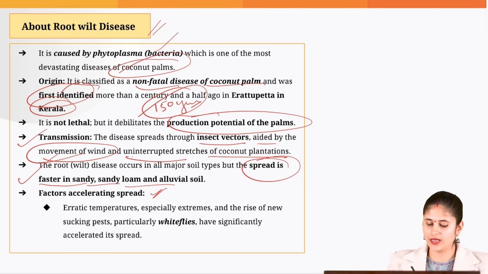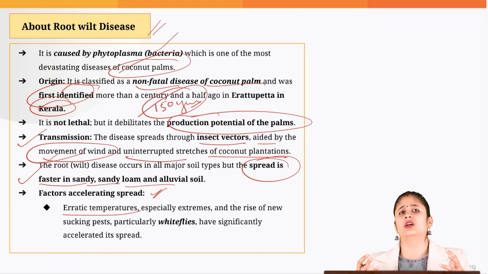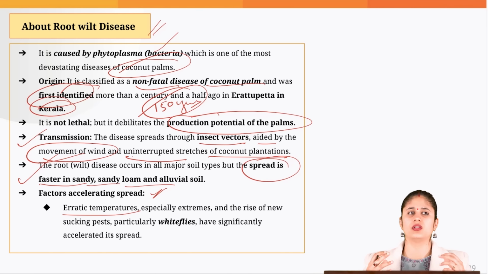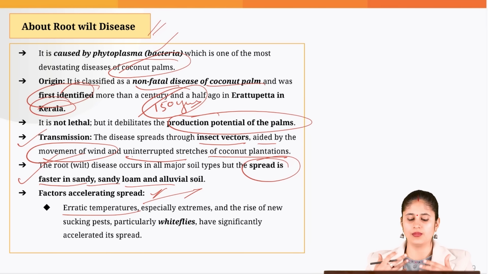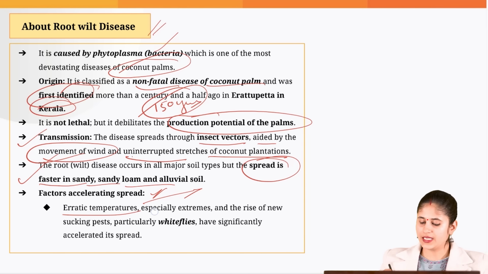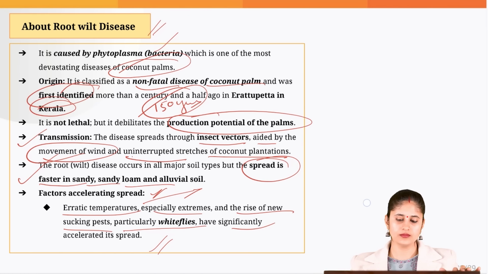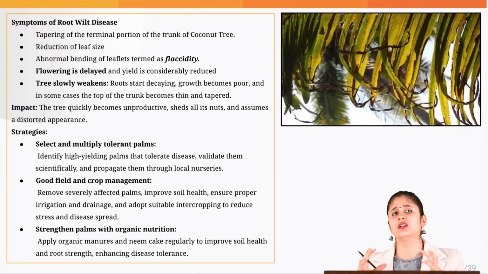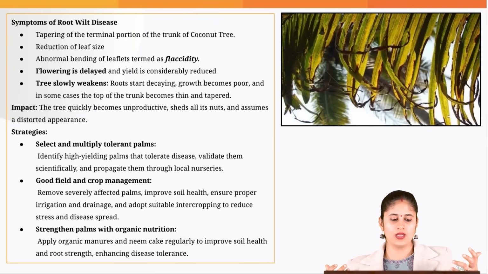So, basically erratic temperatures, because if you have more rainfall, or if there is high temperature, then what could happen? The insects would multiply, specifically extremes. The rise of new sucking pests, particularly white flies, has significantly accelerated the spread. So when there's moisture in the weather, it is easier for the insects to grow.